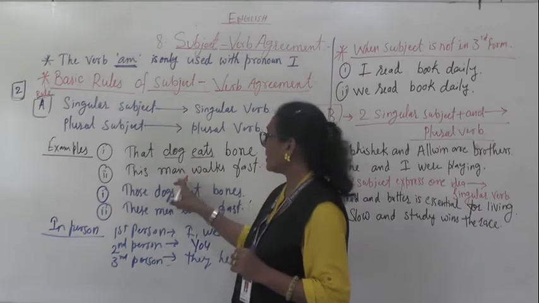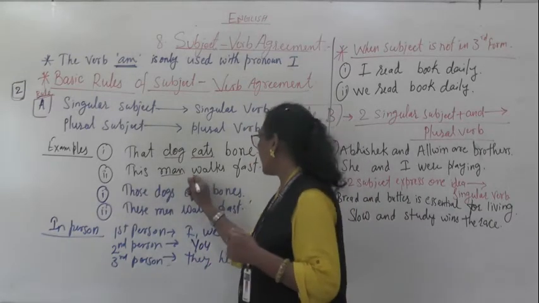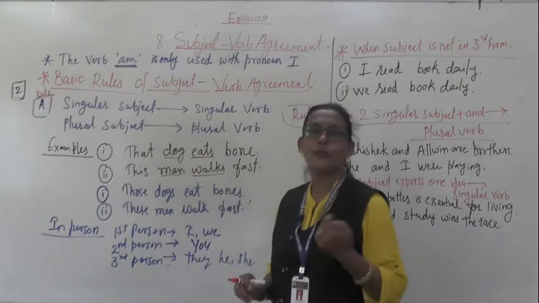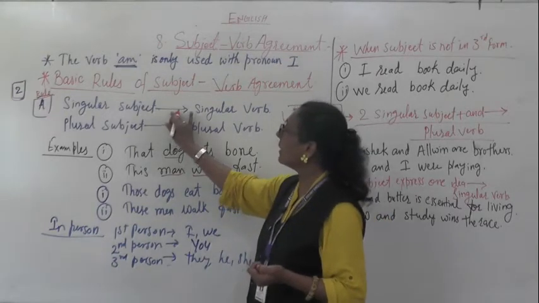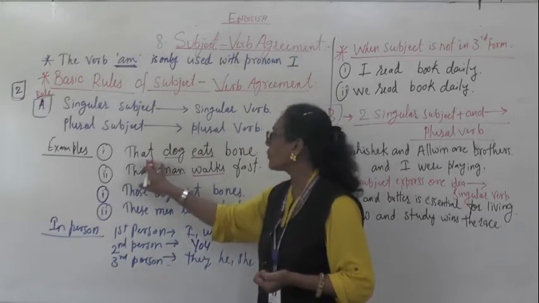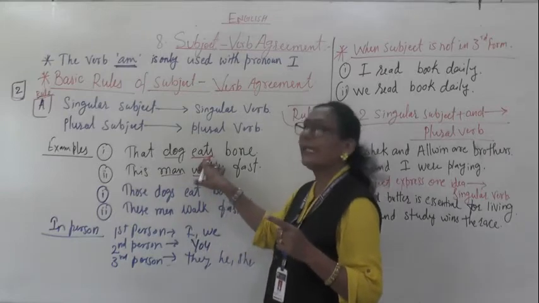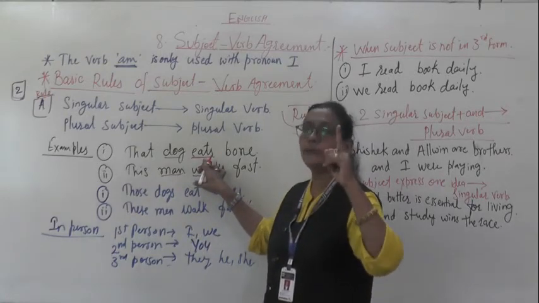This man walks fast. Which is the subject here? Man is the subject here. Which is the verb here? Walks is the verb. So what is the first rule? That is rule number A: singular subject takes singular verb. That dog is one dog, so eats is singular.